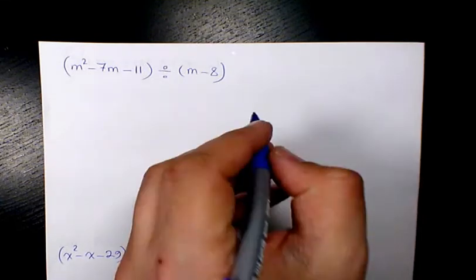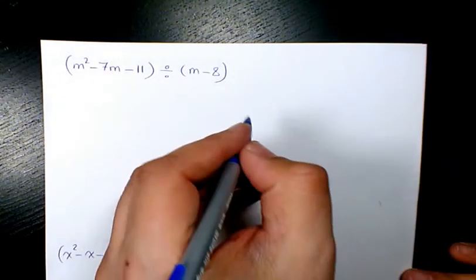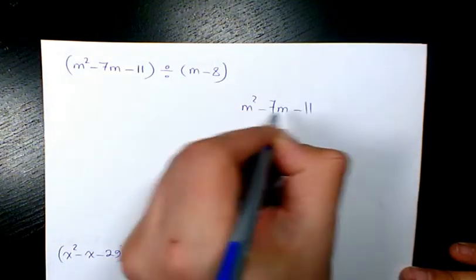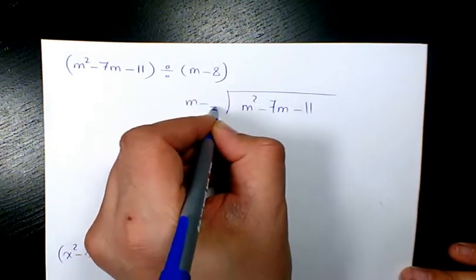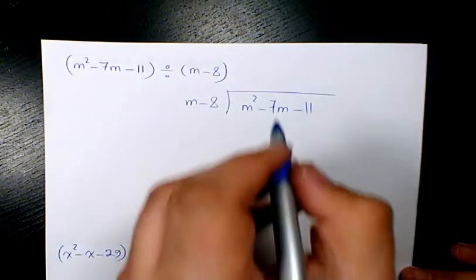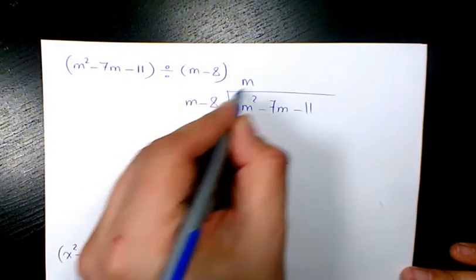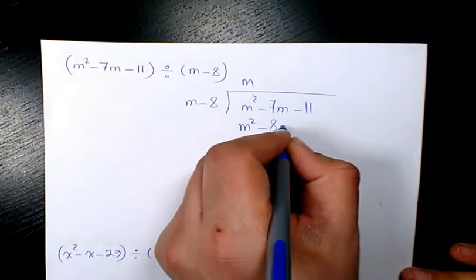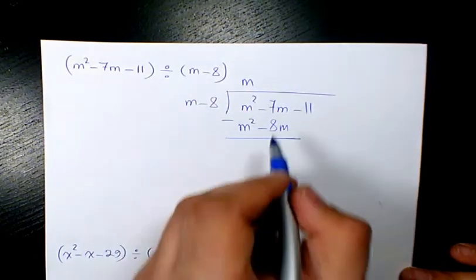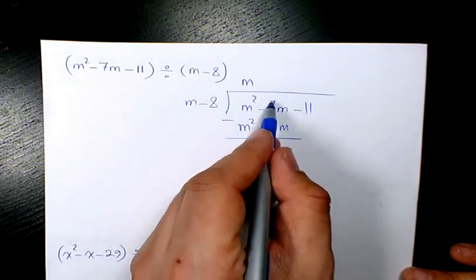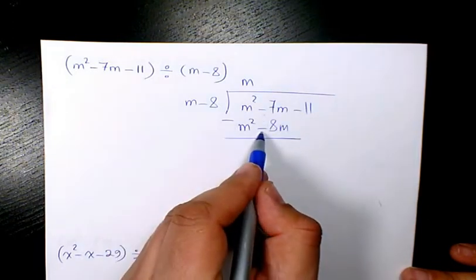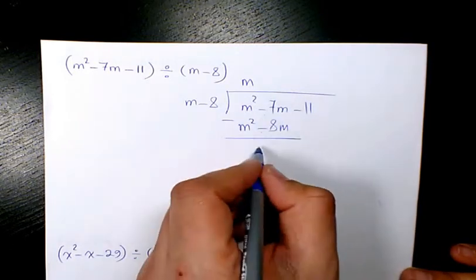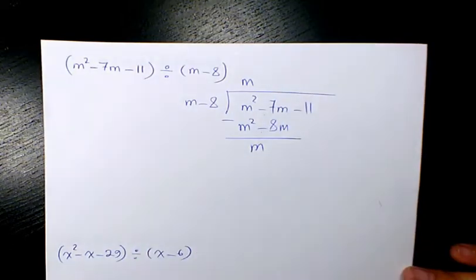Now, we have two terms as divisor. It's going to be m squared minus 7m minus 11 divided by m minus 8. M squared divided by m is going to be m. Then you multiply it here. M times m squared. M times negative 8 is going to be negative 8m. When you subtract it, these two cancel out. Negative 7m minus negative 8m is going to be positive. So 8 minus 7 is going to be positive 1. So it's going to be just m.